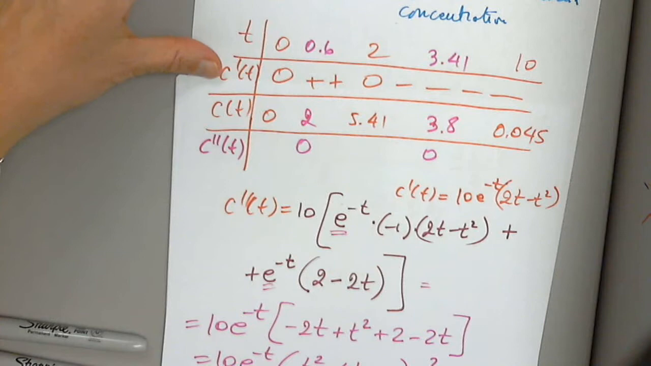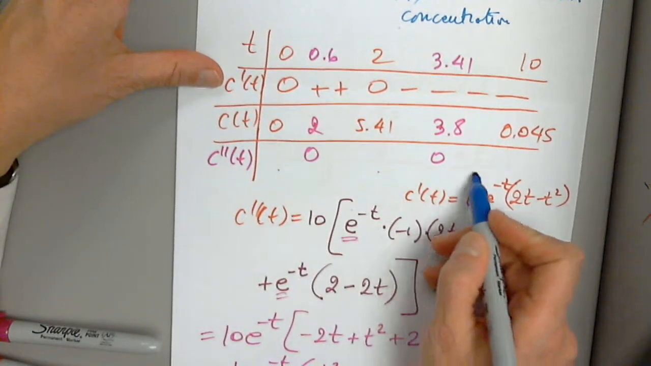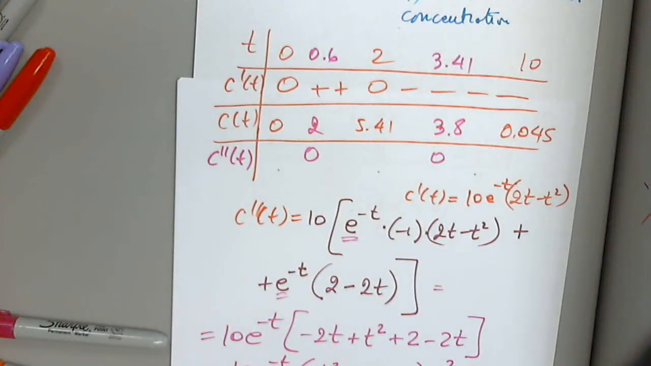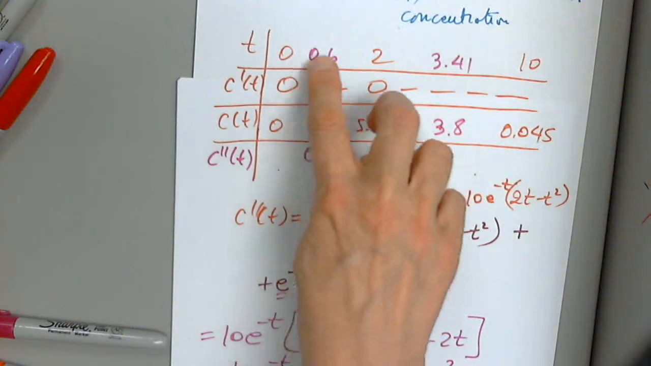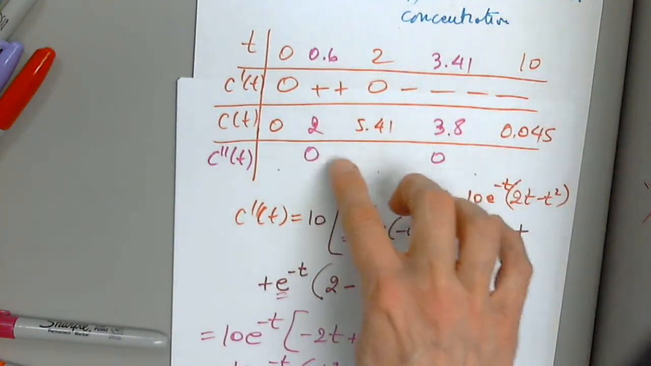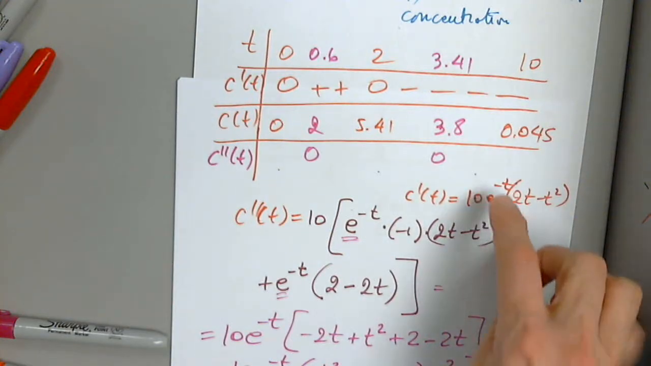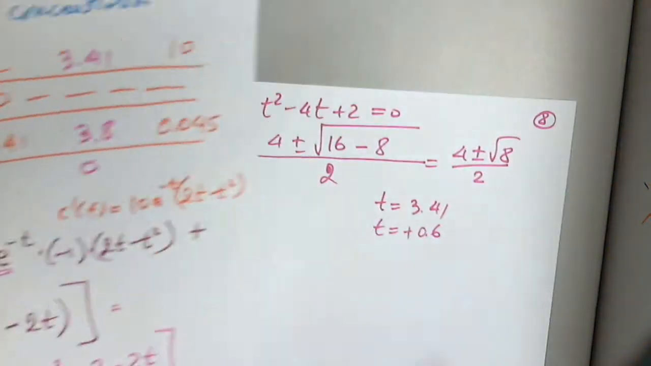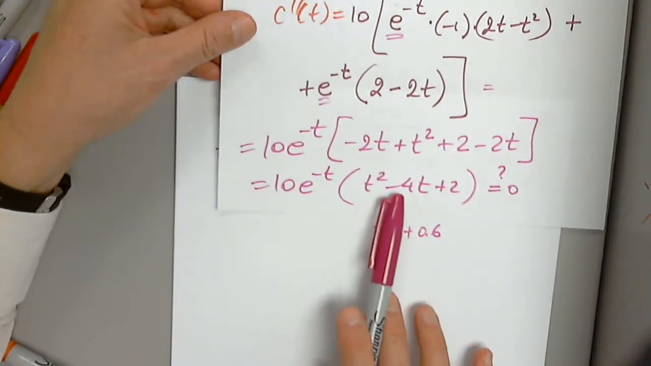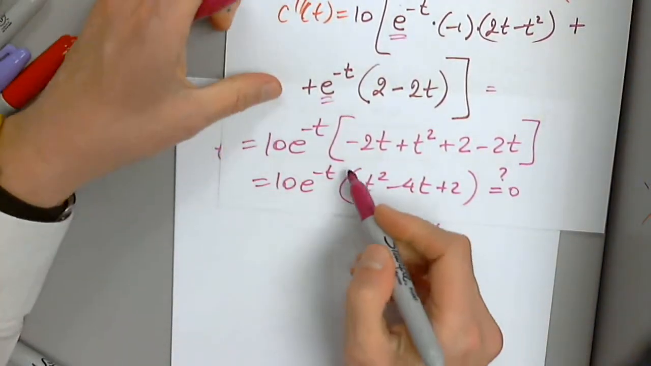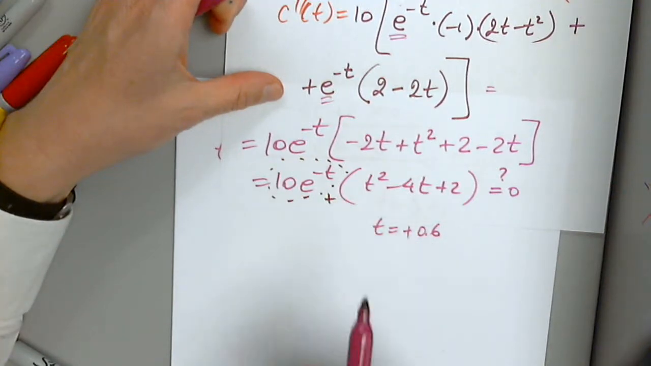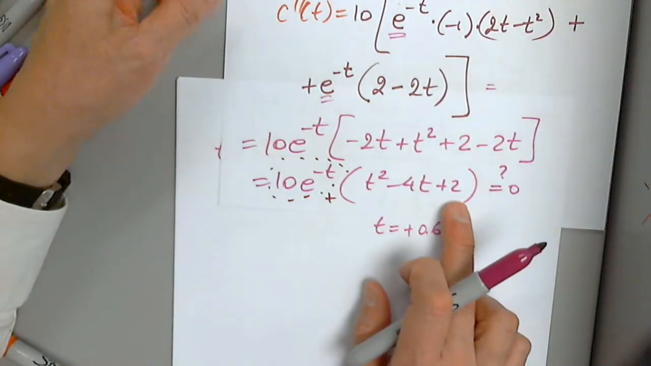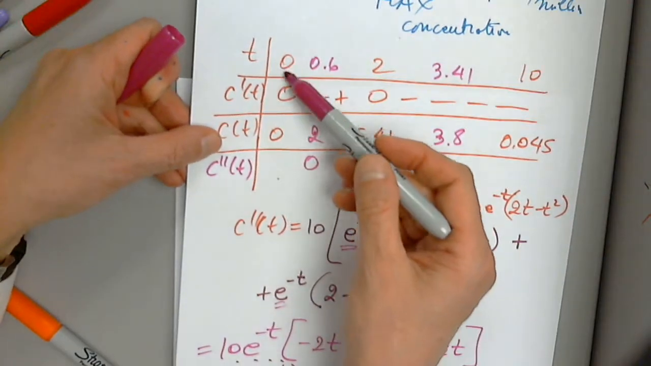So final step, I have to study the sign here and here. Why am I studying the sign between 0 and 0.6, between 0.6 and 3.41, and between 3.41 and 10? Why? What for? For the second derivative. Why? Inflection points, exactly. So here's the function. This is always positive. Don't bother with it. So I'm going to plug in here, and I can plug in 0.